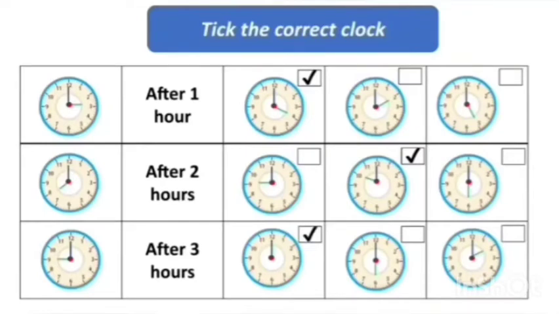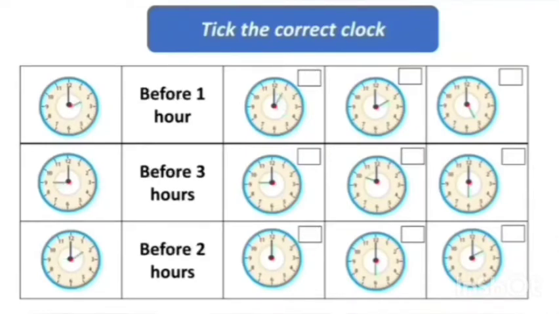Now let's do the next exercise. The hour hand is at 2 and the minute hand is at 12. We have to find out before 1 hour what was the time, whether it is 1 o'clock, 2 o'clock or 5 o'clock. Very good, 1 o'clock. Before 2, it was 1 o'clock.